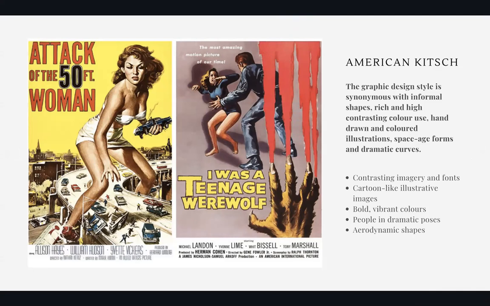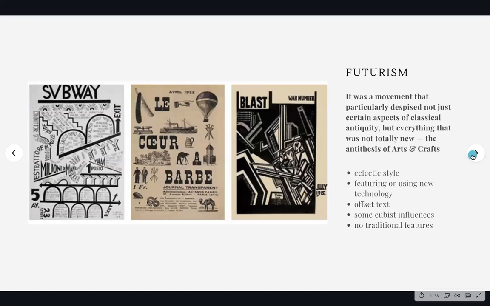It's usually many times grotesque, right? Contrasting imagery and fonts, cartoon-like illustrative images, obviously very bold and very vibrant colors. You can see a lot of yellows, reds, right? People in dramatic poses and aerodynamic shapes, all right? So this is what the American kitsch looks like, okay?